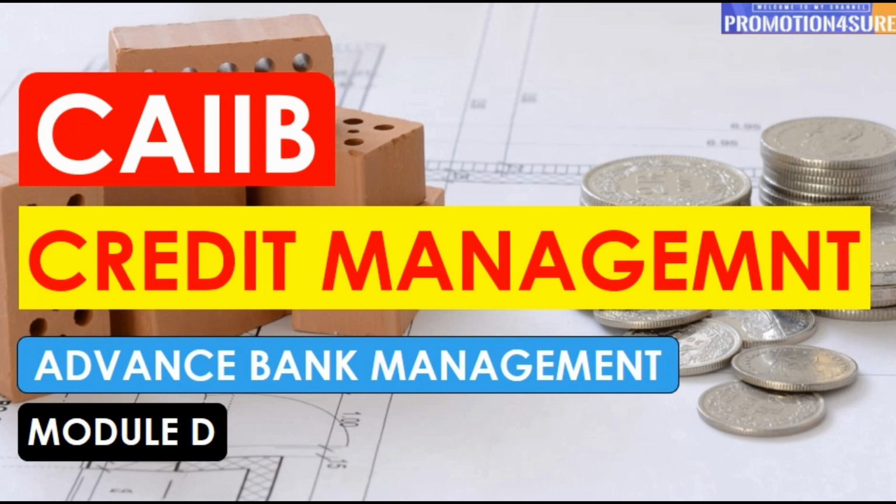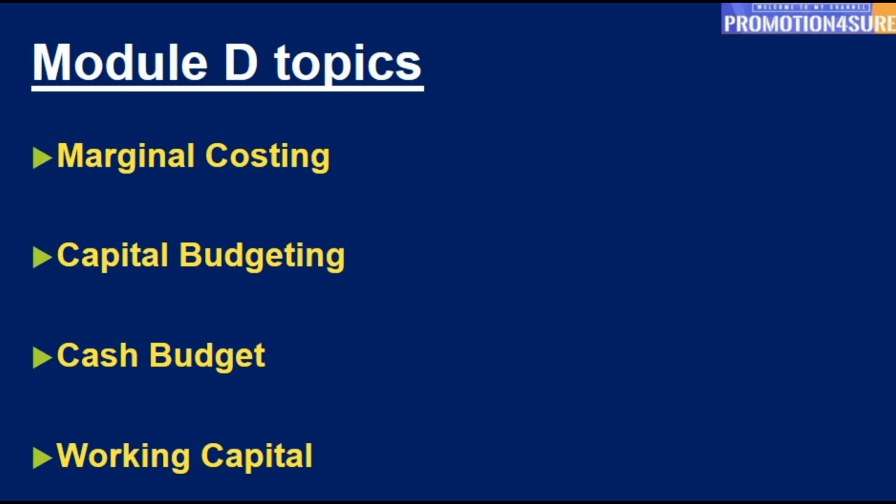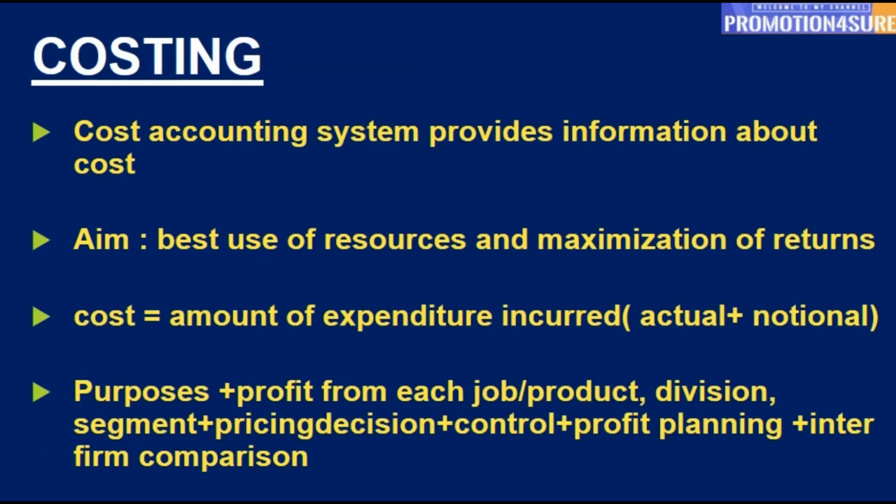In this video, we are going to talk about credit management, which is Module D of the Advanced Bank Management course. In this video, we are going to do the overall summary of this entire module: marginal costing, capital budgeting, cash budget, and working capital. Now, the cost accounting system provides information about the cost.